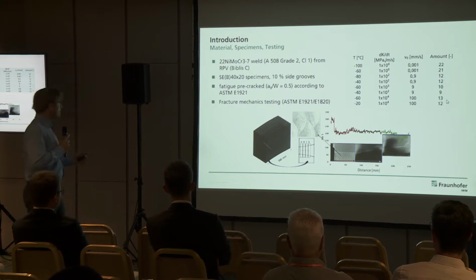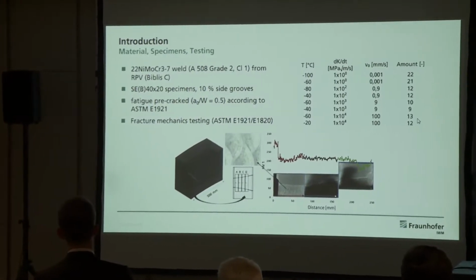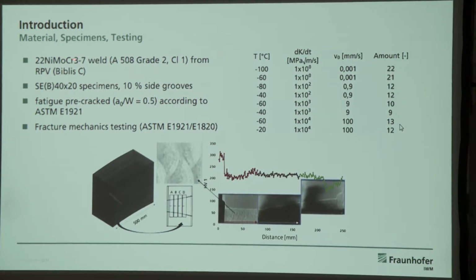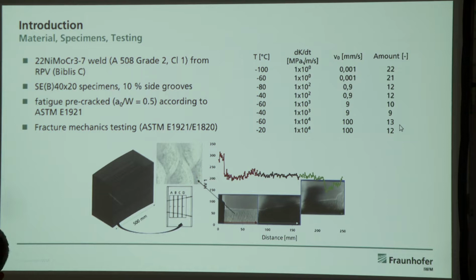So just a bit of background on the material, the specimens, and the testing. We used an unused reactor pressure vessel, Biblis C in Germany. The material can be seen up here. Most of you who are dealing with this type of subject might know it. We extracted large bending specimens, 40 by 20, from the weld with 10% side grooves. We fatigue pre-cracked them according to ASTM E1921, and we also performed fracture mechanics testing according to the same standard, and also E1820.